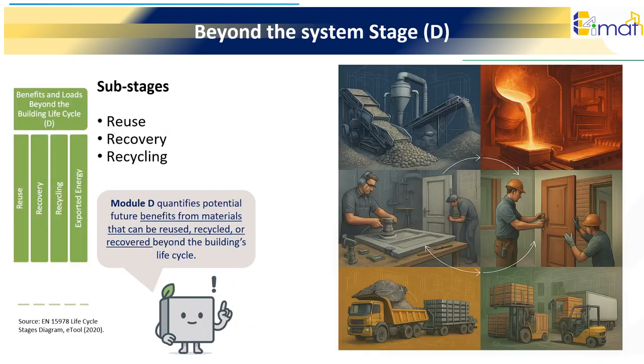Beyond the system boundary, Module D sits outside the main life cycle boundary, but it captures important benefits that occur after the building reaches the end of its service life. It considers scenarios where materials are reused, recycled, or recovered in other systems, reducing the need for new products and avoiding environmental burdens elsewhere. This stage is especially relevant because it is often where the largest carbon reductions can be achieved for many materials. A proper assessment of Module D helps reveal meaningful opportunities for circularity and shows how thoughtful design and material choices can generate positive impacts far beyond the building itself.